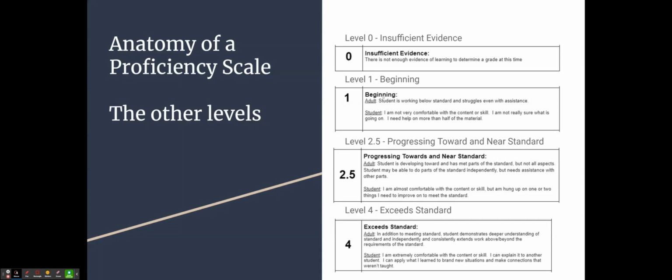When we go to level 1, this is what we call beginning. So the generic language we have is, as a student, I'm not comfortable with this content or skill. I'm not really sure what is going on.